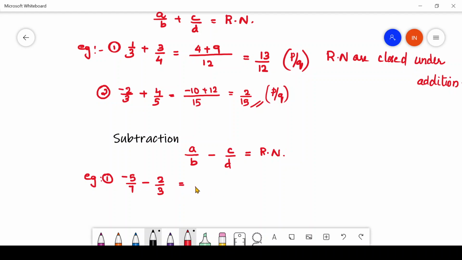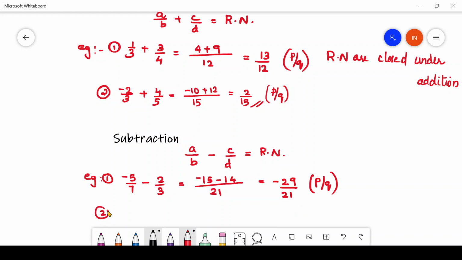As we did in the previous case, we have to take the LCM of 7 and 3, that is 21, and the numerator we will get as -15 -14. So what will be the answer? It is -29 by 21. Here we got it in the form p by q. So it is a rational number.